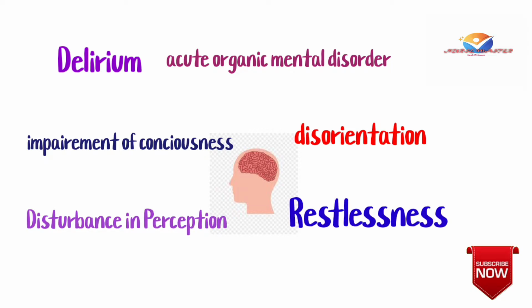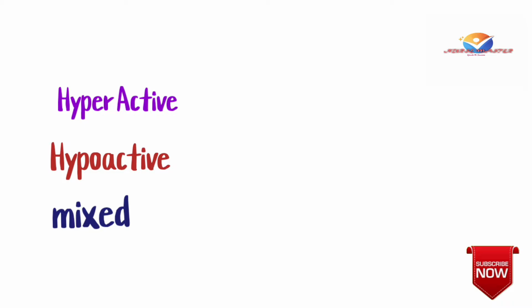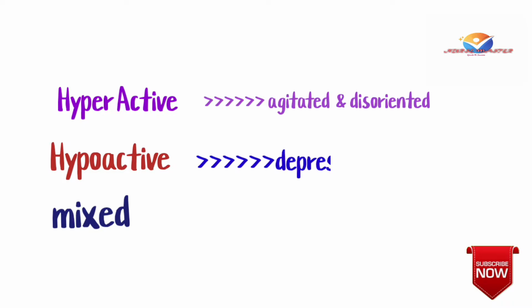Common forms of delirium are hyperactive, hypoactive, and mixed. In hyperactive, the patient is agitated and disoriented. In hypoactive, the patient is depressed. In mixed, there is a combination of hypoactive and hyperactive.